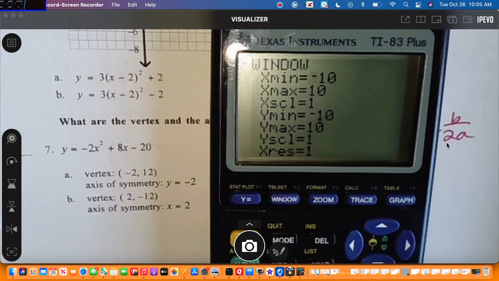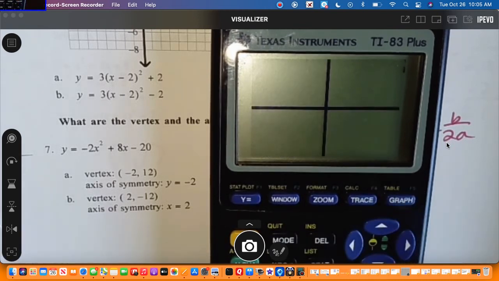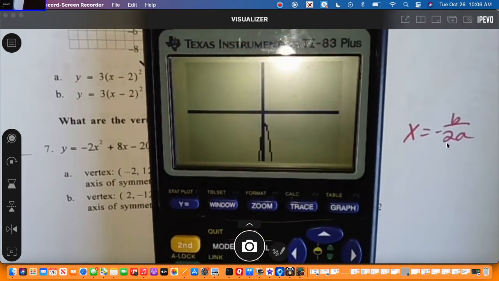I'm gonna go from negative 50 to 50. I'm just gonna try this. Negative 50 to 50. I just made my window a lot bigger. Oh, there it is. I didn't even need to go to that big of a window.